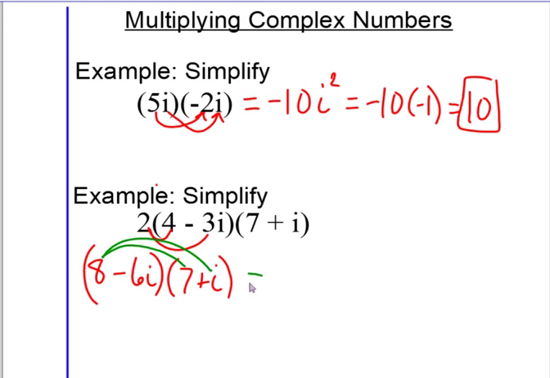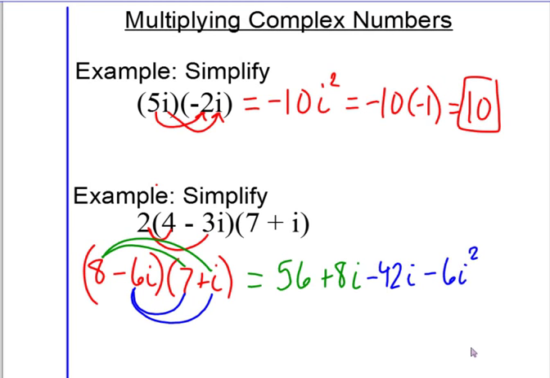This gives me a 56 plus 8i. 8 times i is 8i. I have to do negative 6i times 7 and negative 6i times i, which gives me a negative 42i, and then also a negative 6i squared for i times i. We do have like terms right here in the center, so we're going to want to combine those. And also remember that this i squared is equal to negative 1.